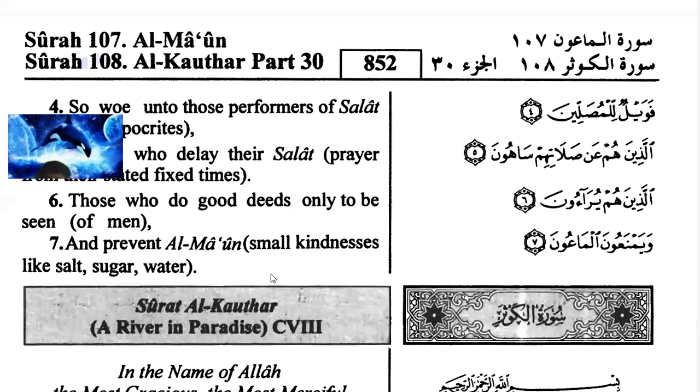Let's suppose you are walking on the road and you see some wooden stick or something, and you feel that this will harm other people. You pick it up and throw it away. This is a small kindness. You may see an old woman or an old man crossing the road and you feel that it will be difficult for him or her to cross the road. You help them in crossing the road. This is a small kindness, okay?